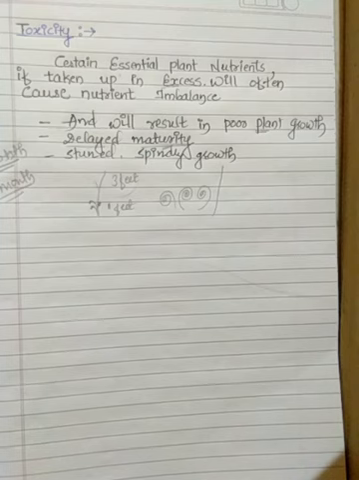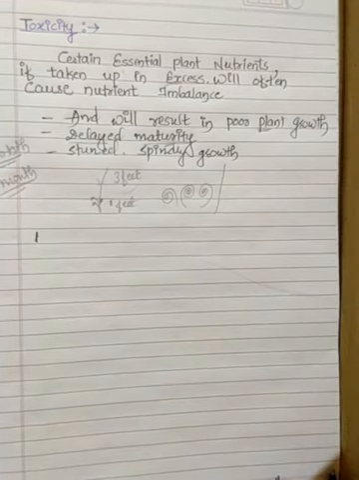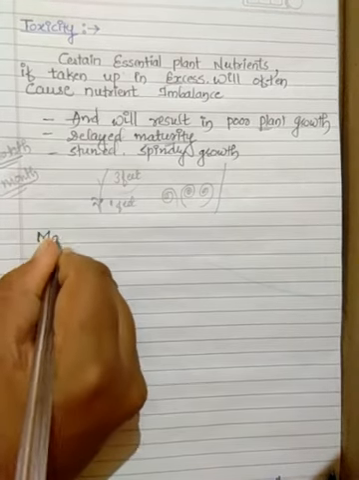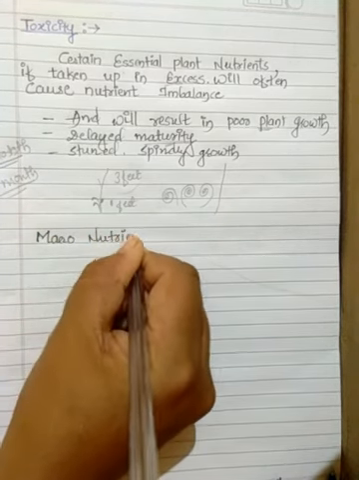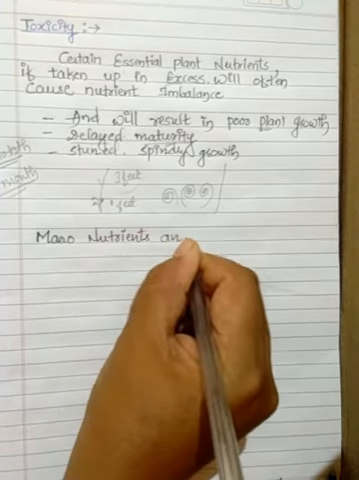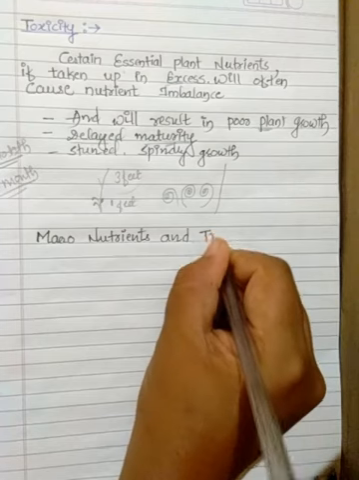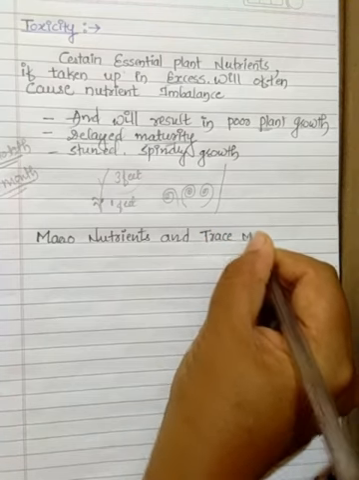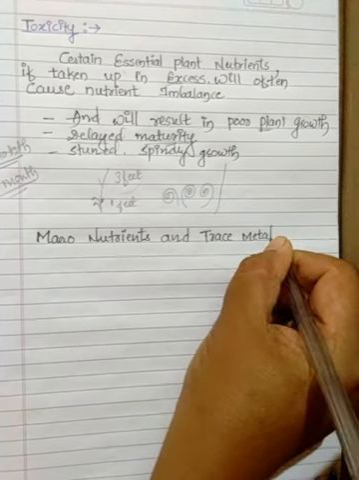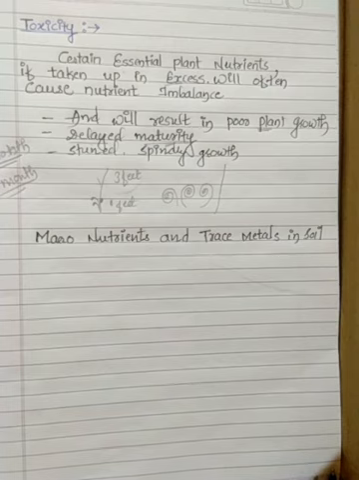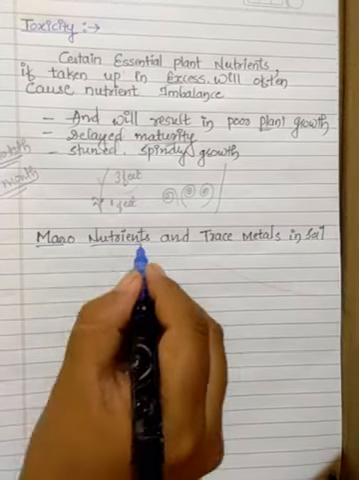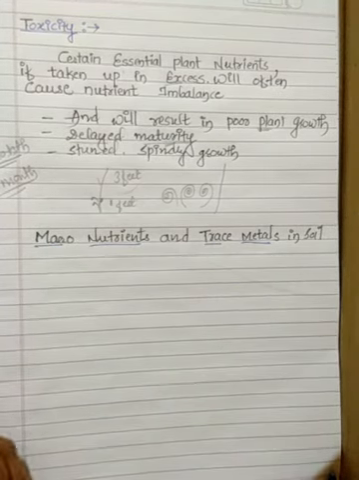So let's move to the next part of our topic, which we will deal with in detail, that is macronutrients and trace metals in the soil, a very important part. Trace metals in soil. So one by one I will tell you the elements. Let me start with these macronutrients and these trace elements, which are trace metals that are there.